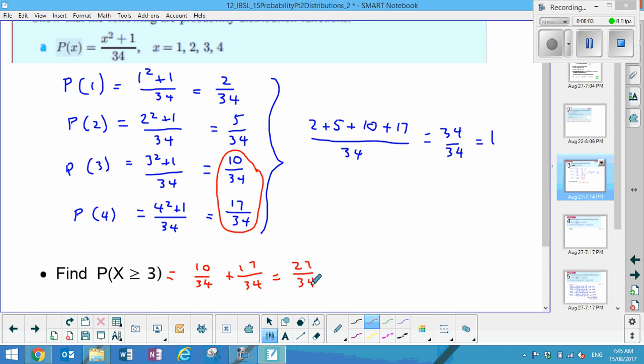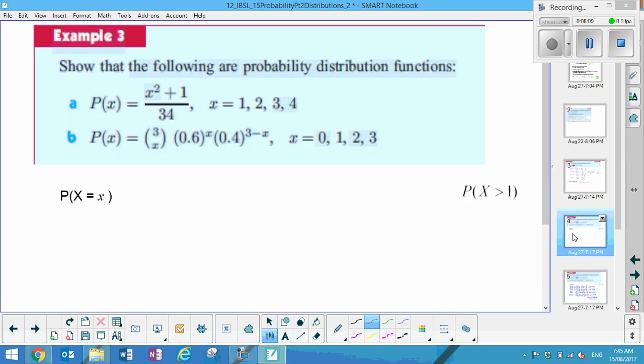All right, so we can just work out the probabilities that way. In this example here, the second one is showing that this is a probability distribution function. Hopefully you look at that and go, oh, I've seen that before. Yes, it's binomial distributions. So we're going to tie our binomial distributions into here. And I knew that would be really exciting for you.